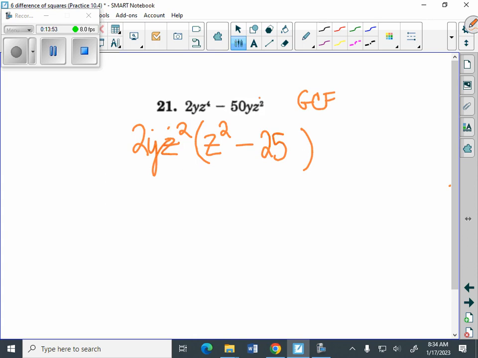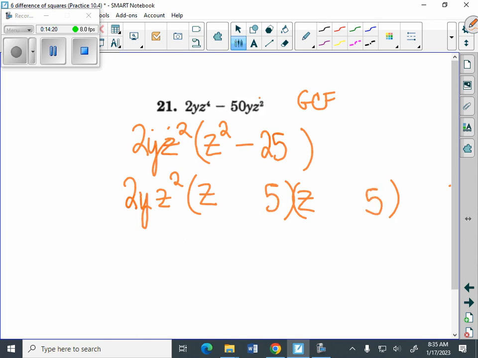So we have dealt with the greatest common factor, and now we're going to deal with the difference of 2 squares. So I'm going to write this a little bit better. Hopefully my z doesn't, there, much better. And then we're going to turn this into 2 parentheses. And remember what we're doing. We're taking the square root of z squared, which is z. Z times z is z squared. 5 times 5 is 25. 5 is the square root of 25. Difference between 2 squares, different signs.